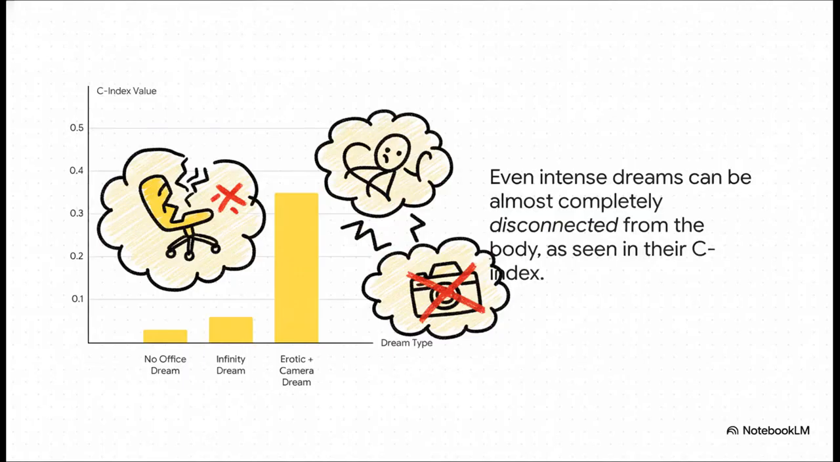And this is where it gets really fascinating. Look at this data from actual dreams. A dream about losing an office, which is pure symbolic stress, right, has a C-index that's basically 0. The body is not involved at all. But a neurotic dream that gets interrupted by anxiety, that shows partial coupling. The body was getting ready, but the mind's anxiety just slammed on the brakes. This is proof that even our most intense dreams can be almost completely disconnected from our physical selves.